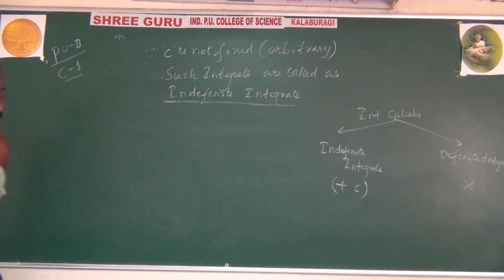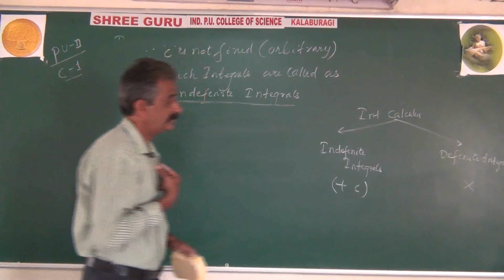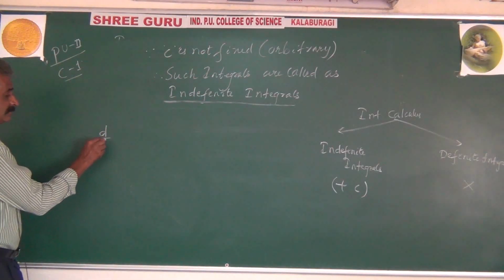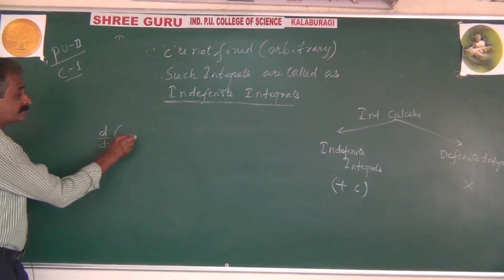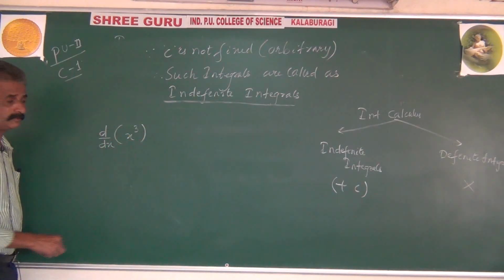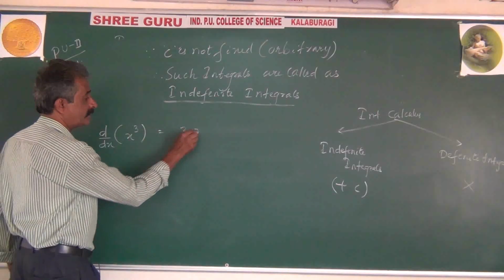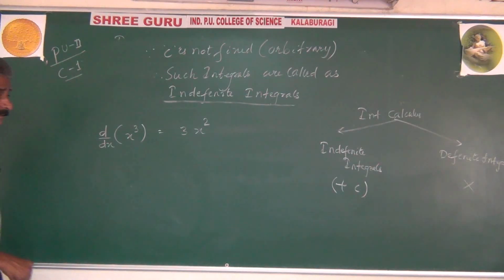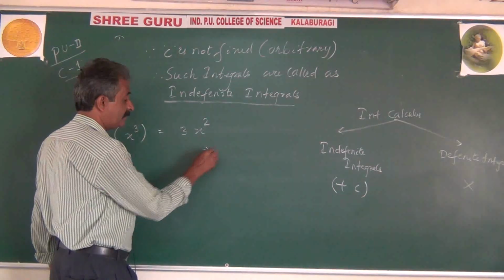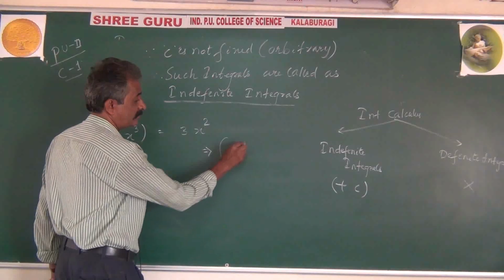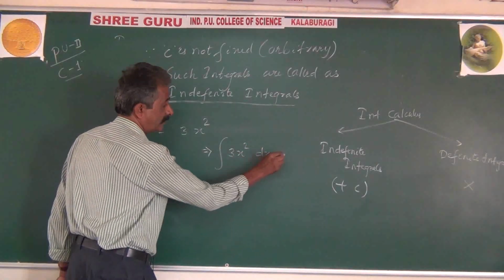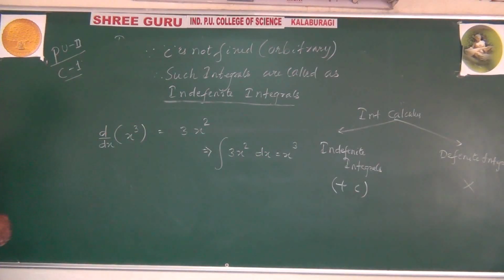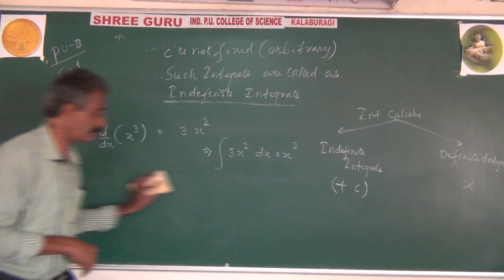What you may think is, why do we have to add the constant c? For example, consider the differentiation of x cube. What is that? 3x square. Conversely, reversely, this implies the integration of 3x square with respect to x, your answer will be equal to x cube. That's what the definition of integration suggests.